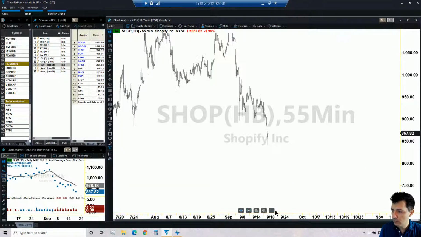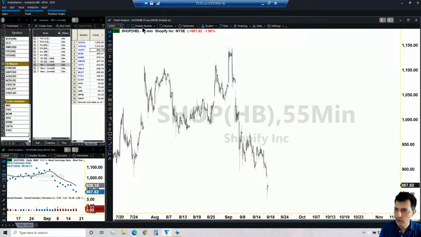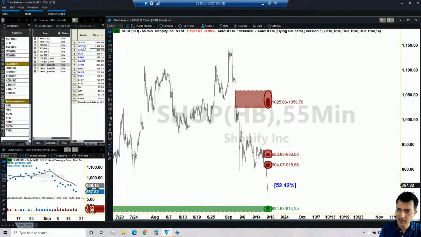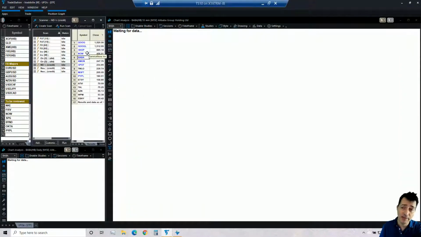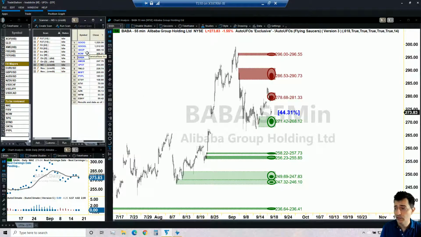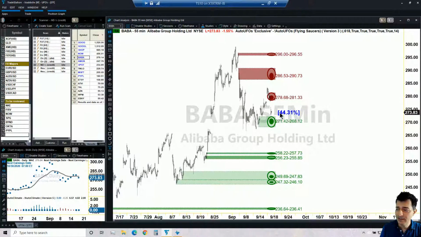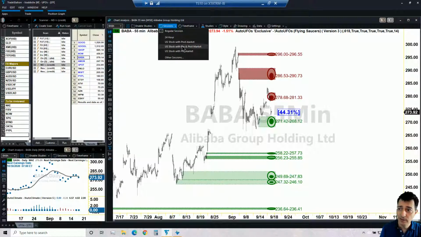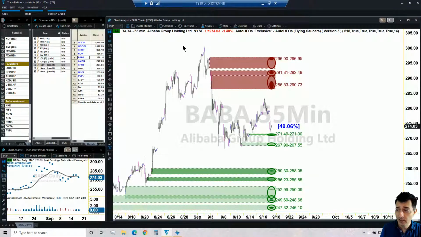So going back to re-enabling auto UFOs, and now instead of Shopify, I'm gonna click on Alibaba. I'll skip now, and the reason why I'll skip now is because we have a trade running. So I'll go for the next one. Now when looking at Alibaba, notice I got 44% if we are looking at regular session, and if I look at pre and post market, 44 becomes 49%. So 49% is something I am keen on using. 44 is something for me to ignore. So we'll be using pre and post market data on Alibaba to plan on this trade.